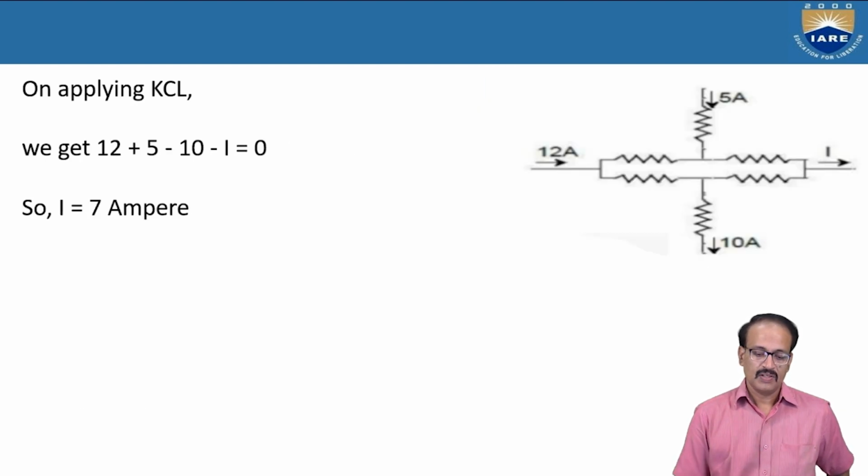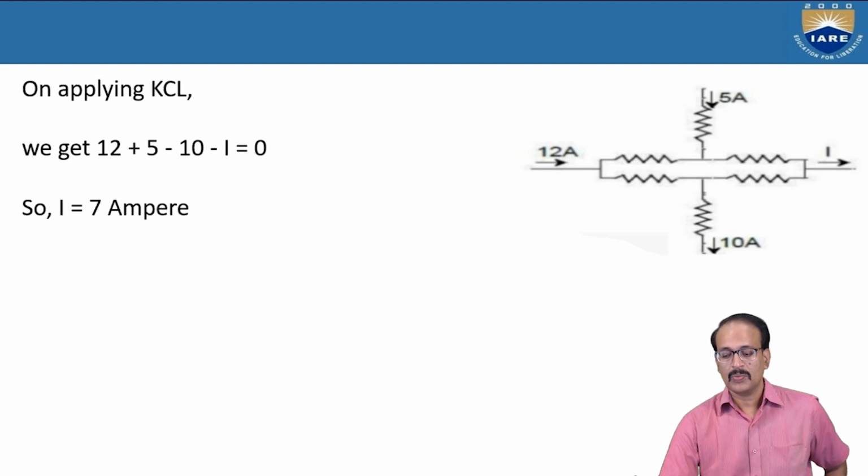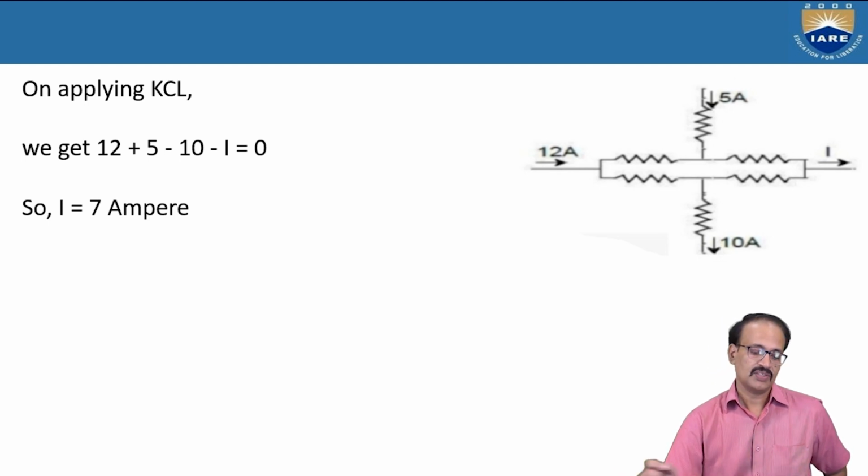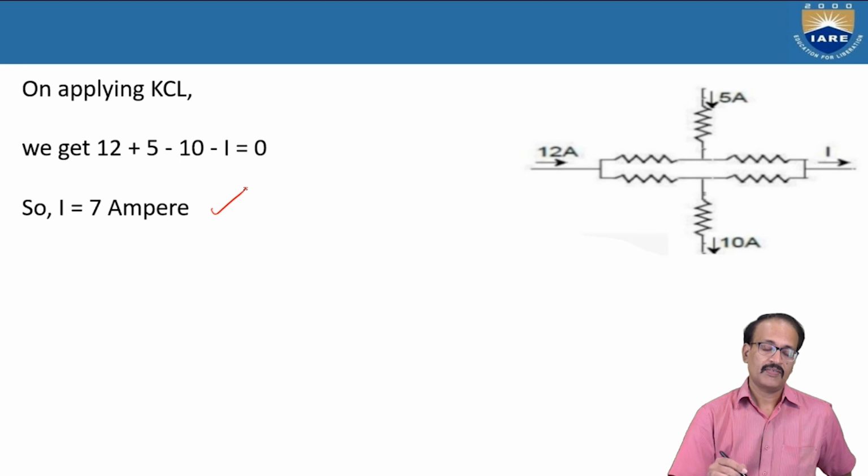Here also, 5 is entering, so 5 plus 5, I is leaving, so 5 minus I, 10 is leaving, minus 10, and 12 is entering, plus 12, is equal to 0. So we will get 7 as the answer.